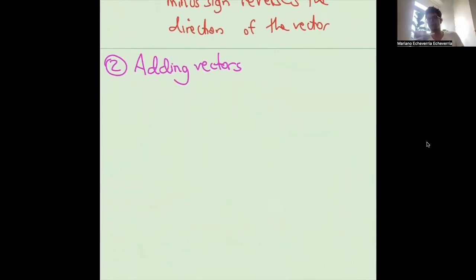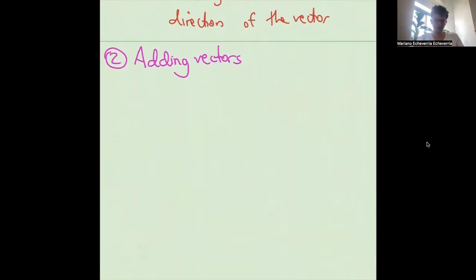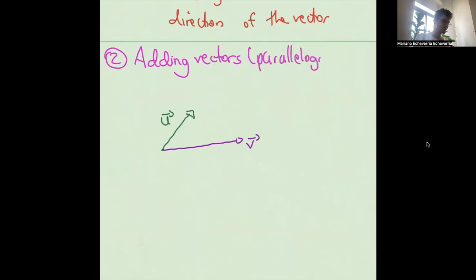again, let me draw it before putting them on the XY plane, and then I'll put them on the XY plane. But the idea, if you had a vector V and you had a vector U, let's put the vector U here. There are different ways to define the sum of vectors. One way to do it is using what's called the parallelogram law. This is how you would add forces, if you have taken a physics class.